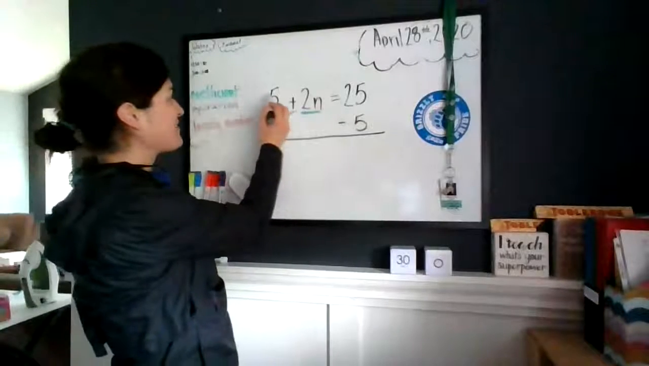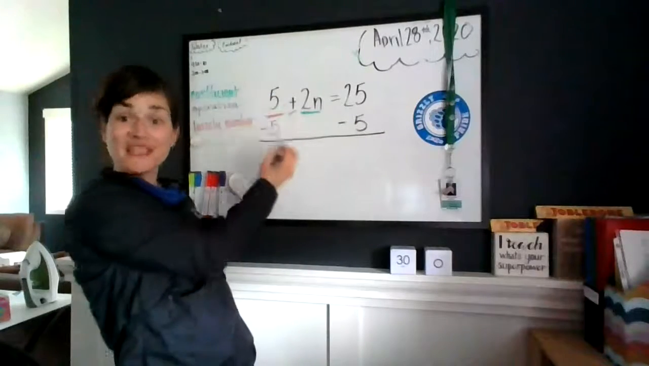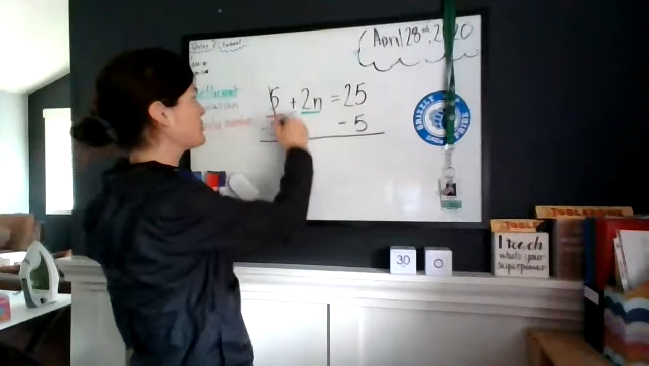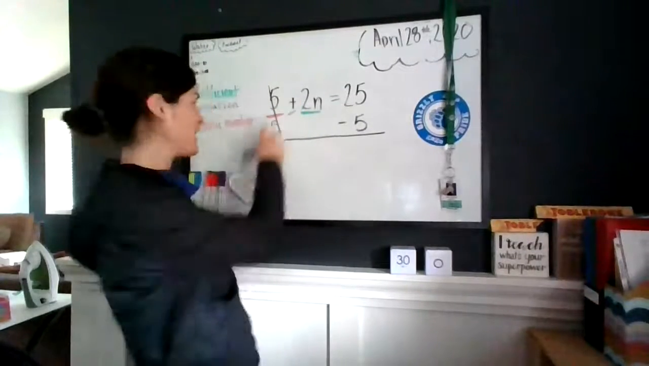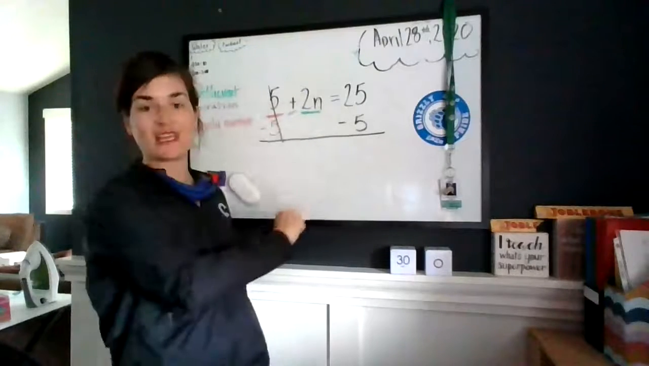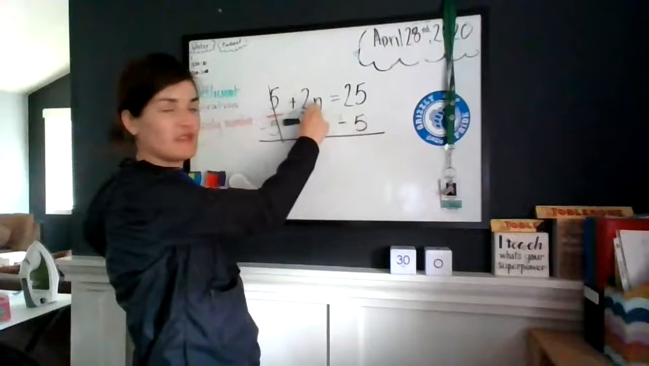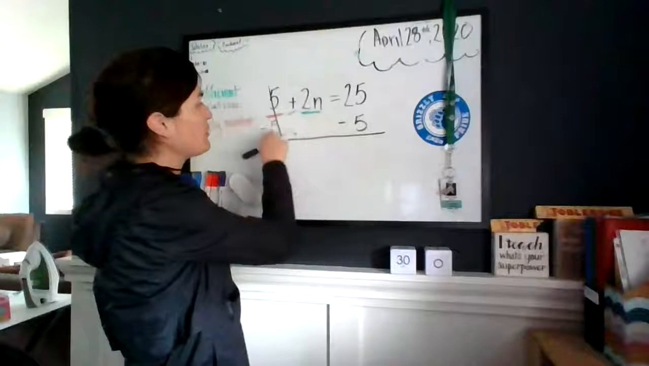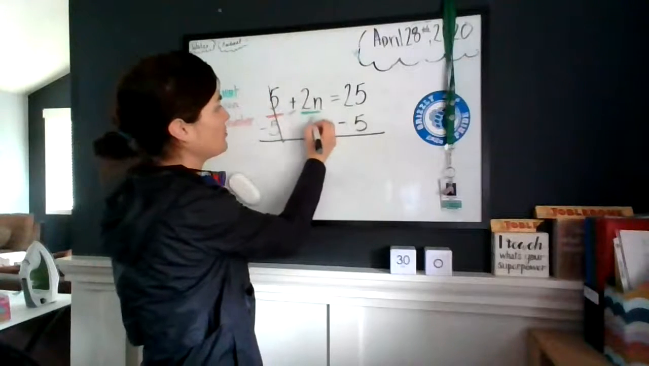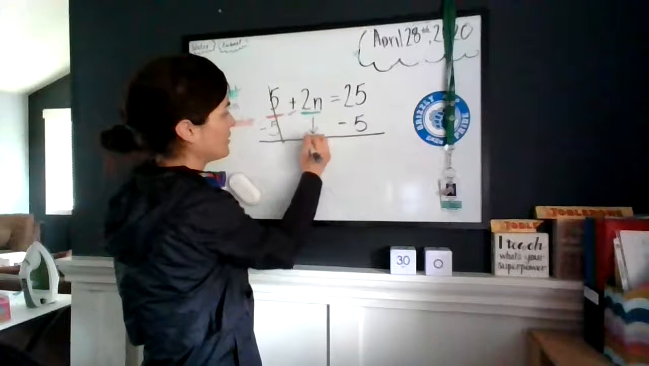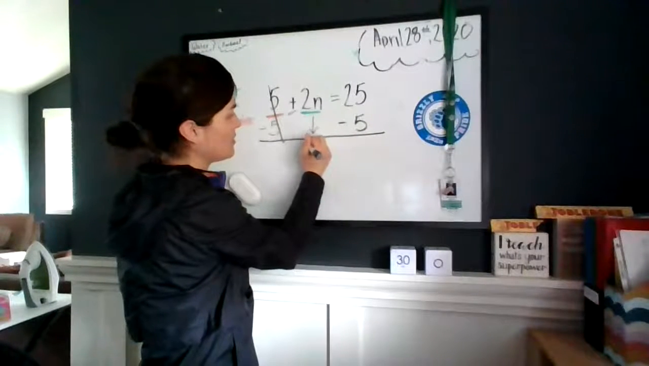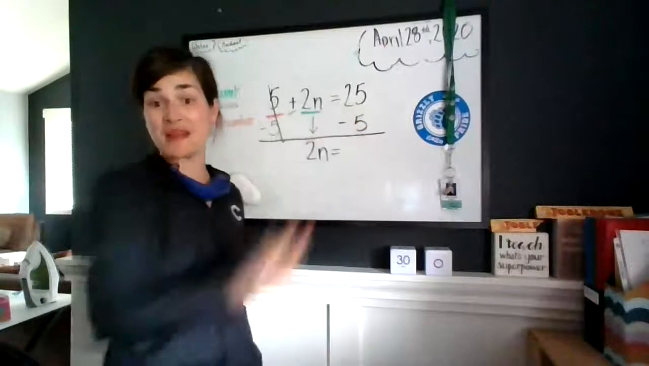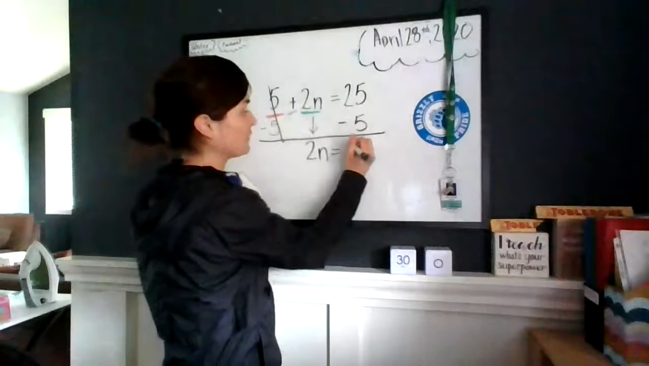So when I take 5 away from positive 5, I get 0, which is good because that's the goal. We want to get rid of as many numbers as we can to determine the value of this unknown number, n. So we take 5 away from 5, that's 0. We bring down our 2n, our coefficient and our unknown variable. We get 2n equals whatever 25 minus 5 is, which is, in fact, 20.